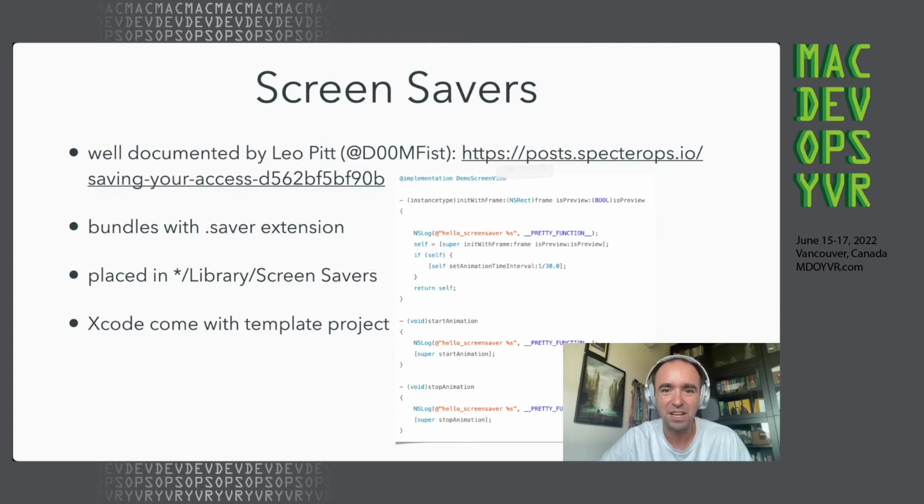It was well documented by Leopold Doomfist before on his blog post. Screensavers are bundles with the .saver extension, and they are placed in the library screensavers directory. This directory can be found both globally and in the user home folder. Xcode has a template project for this, so we can create our own plugin very easily and install it.